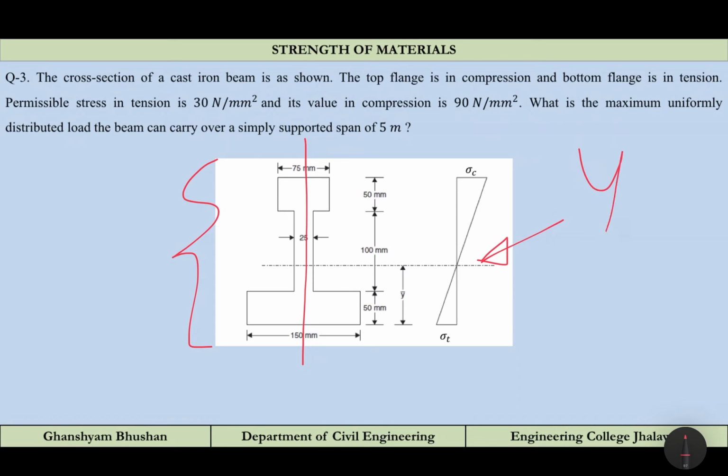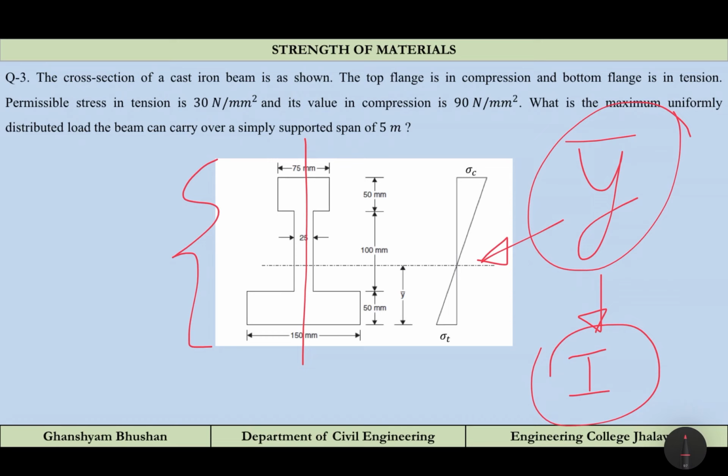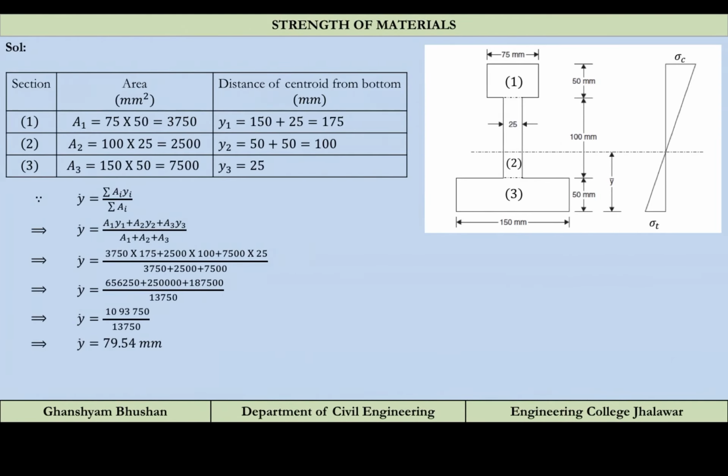The first step will always be to calculate the y bar. Using this y bar we have to calculate the I, and now you can see the top and bottom will have different values. The extreme fibers in compression and in tension are at different distances, so y top and y bottom we have to calculate. I by y top and I by y bottom multiplied by the respective stresses, compression or tension, will give us the moment carrying capacity in compression and tension respectively. So let us first calculate the value of y bar.